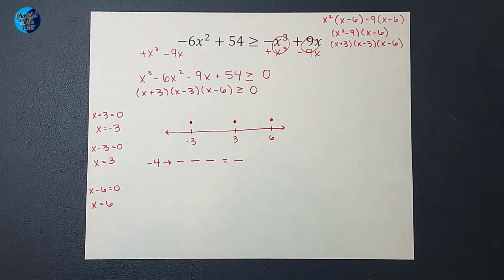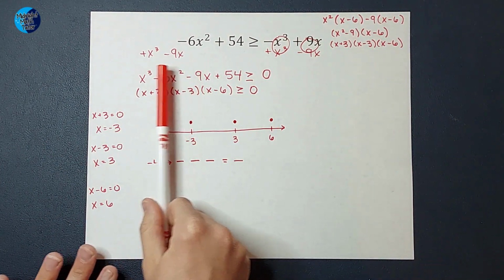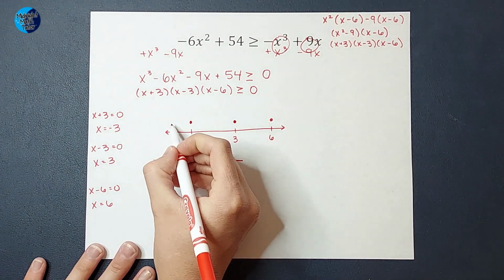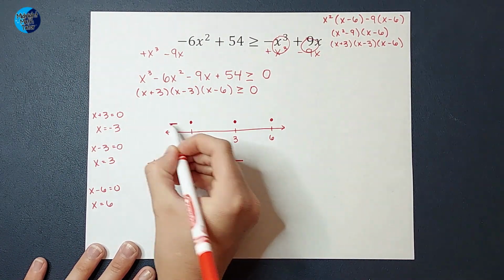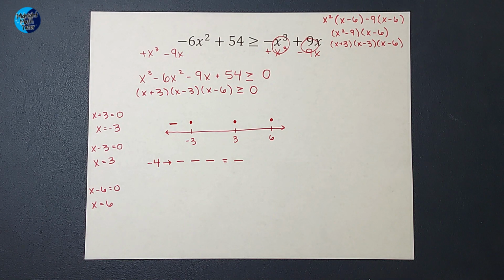Whew, that was a lot of negatives. So it was on this side of the -3. So this range is negative. Now, if you're wondering what the heck I'm talking about, or why this works, I'll show you at the end why this works, okay?